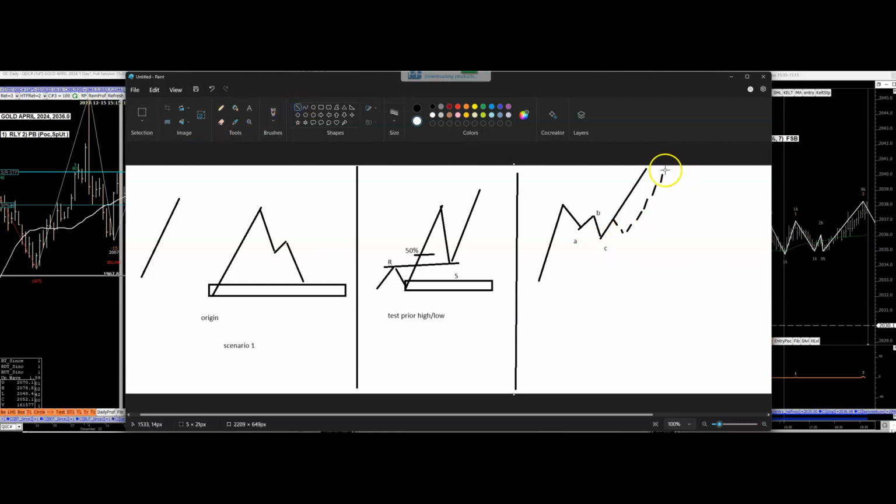So these are the 3 price-based pullback scenarios. The way you want to think about it is from the origin, from here to there, to scenario 3, which is the spring.